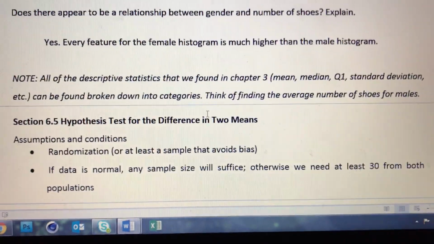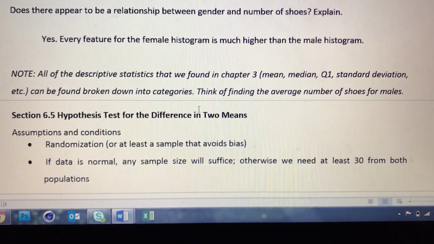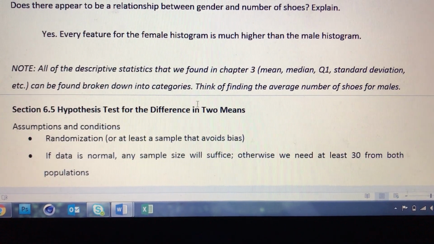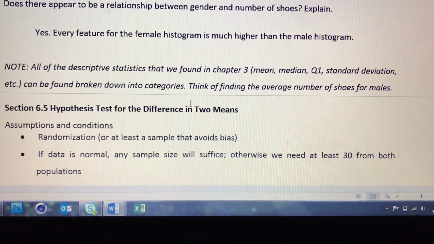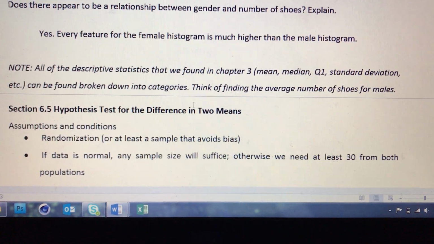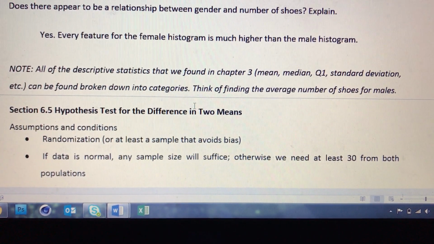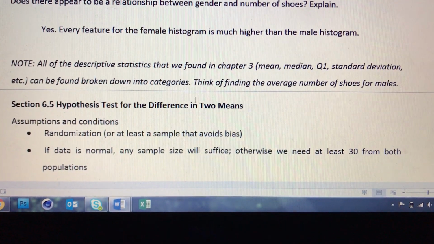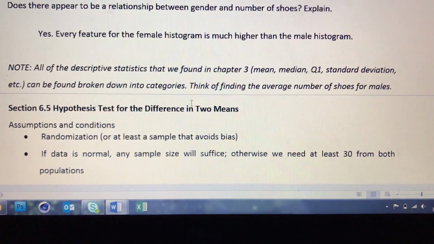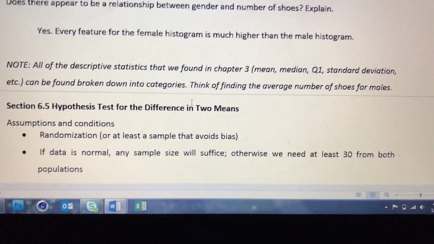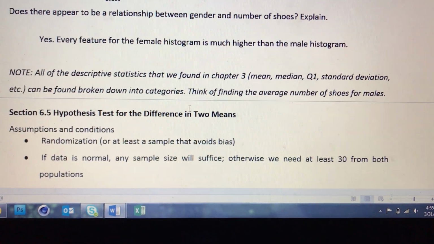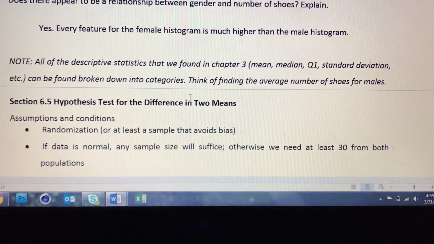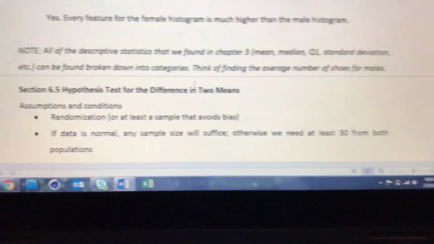Besides our two graphs, all of the other descriptive statistics we talked about in Chapter 3 (mean, median, Q1, standard deviation, variance, range, minimum, maximum, IQR, all of those things) we can find broken down into categories as well. We can find the average number of shoes for males. We can find Q3 for height for juniors. We can find all these numbers for our quantitative variable, only looking within one of our outputs for our categorical variable.